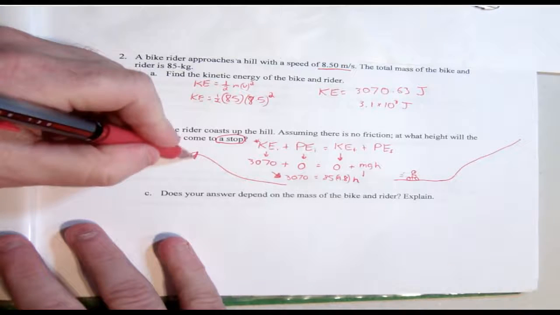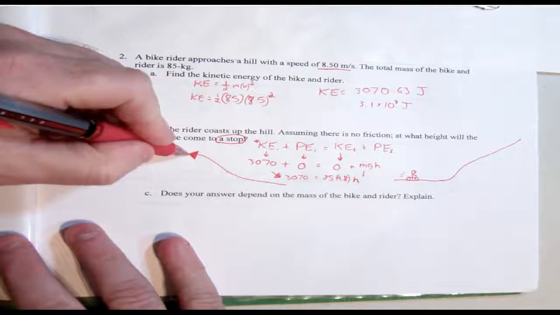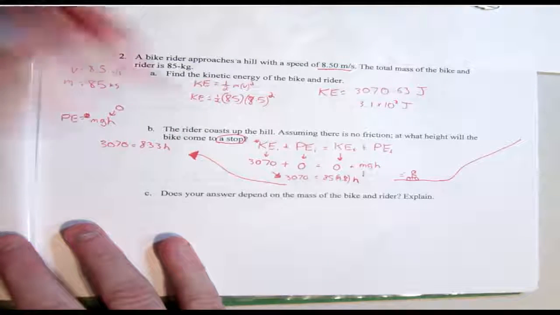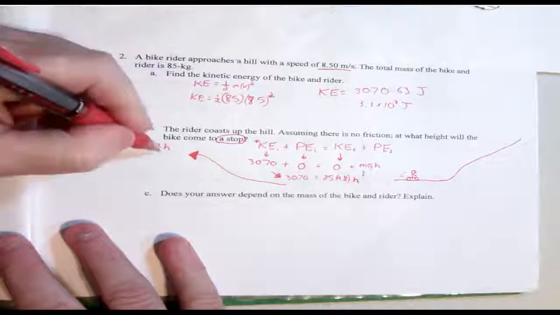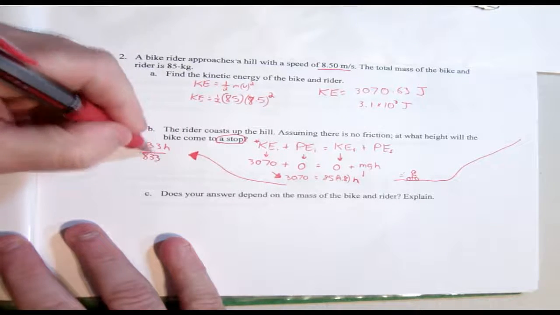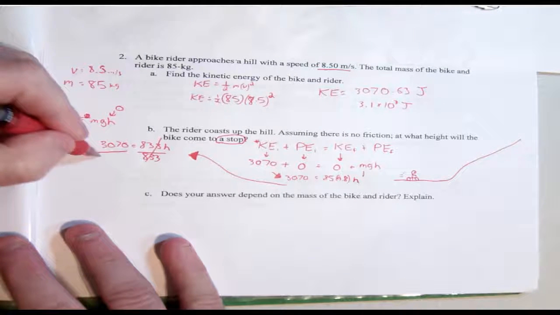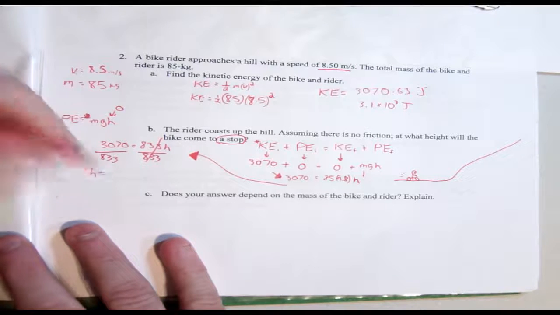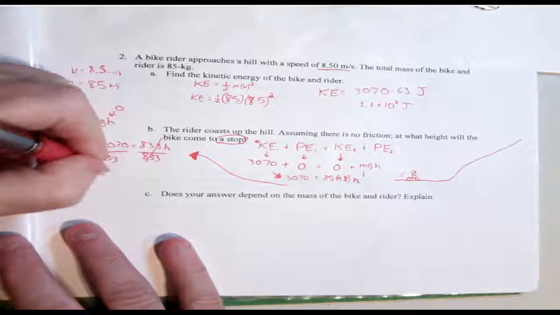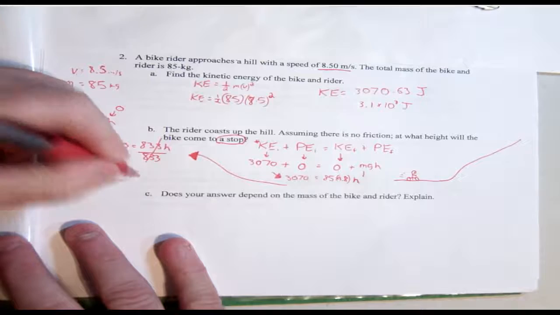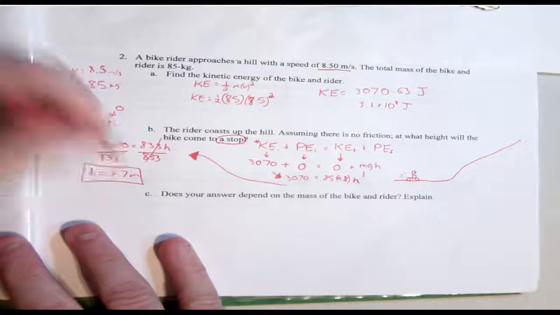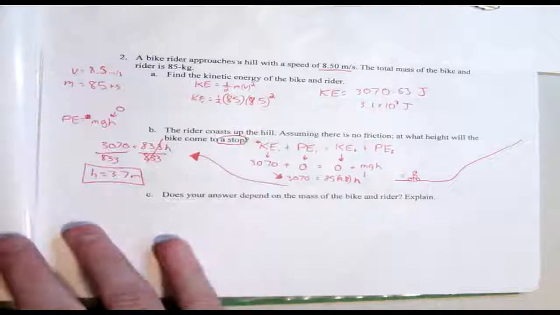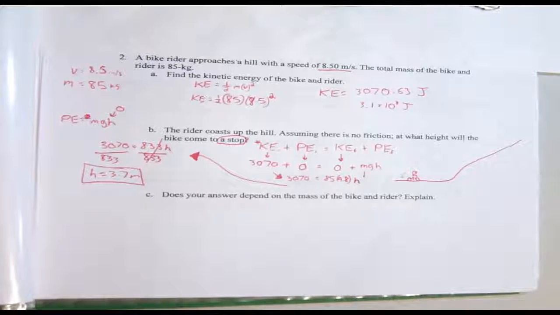Now we're back to basic algebra, right? So divide by 833, cancel that, do the same thing to this side, and now we have our height. When it comes to a stop it is 3.7 meters. You should have got something like that. Depending on if you rounded the kinetic energy, you might have gotten a tiny bit off, but that's about what you should get.